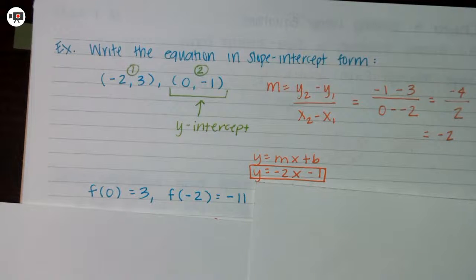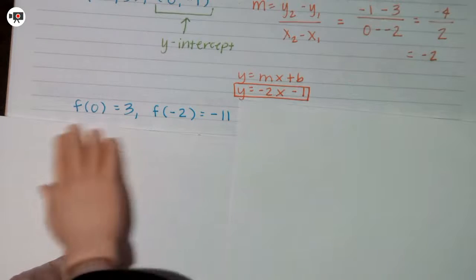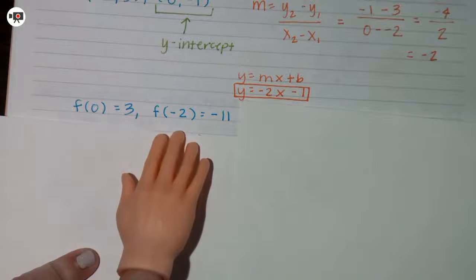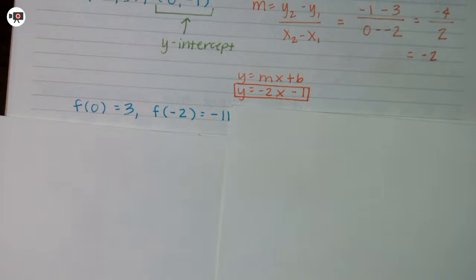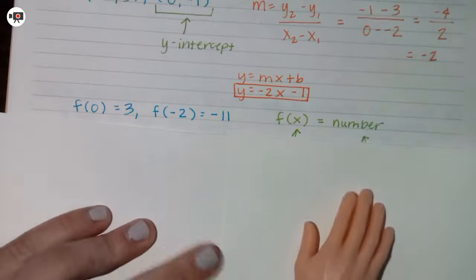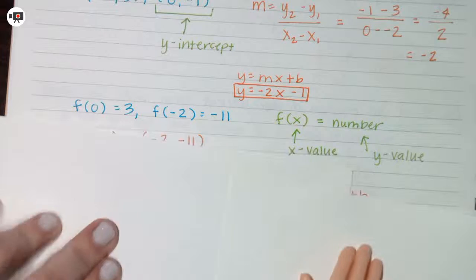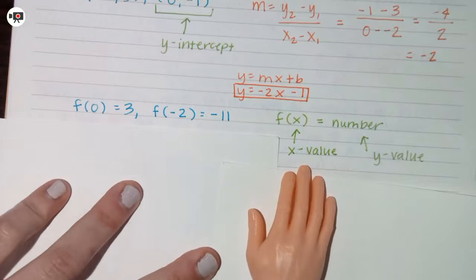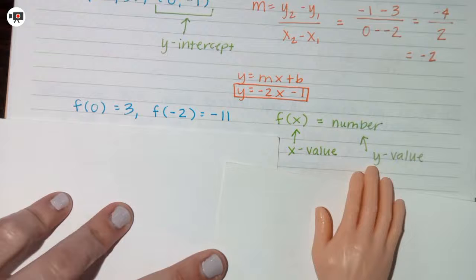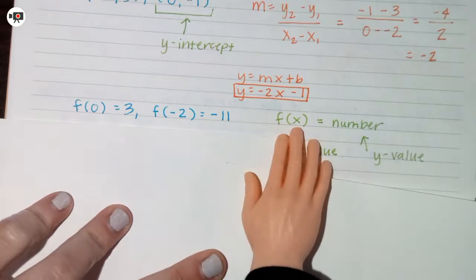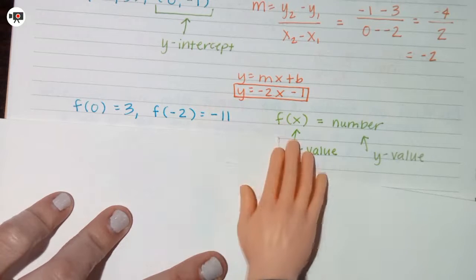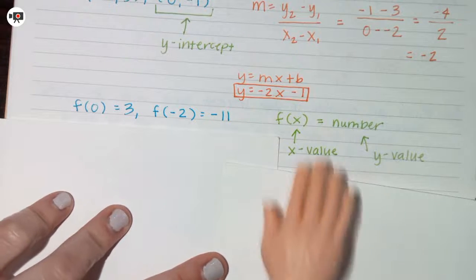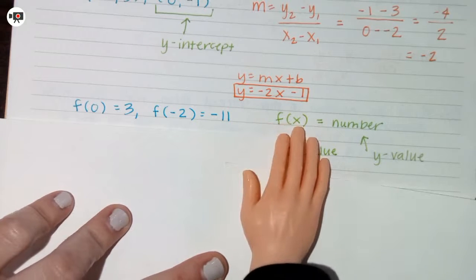In this next example, it's written a little differently. I have f of 0 equals 3, and f of negative 2 equals negative 11. So this just means that f of x equals a number. The x is the x value, and whatever it equals is the y value. F of x is a fancy way to write y. Usually we have a y equals here, but they wrote f of x. It means the function where the variable is x.